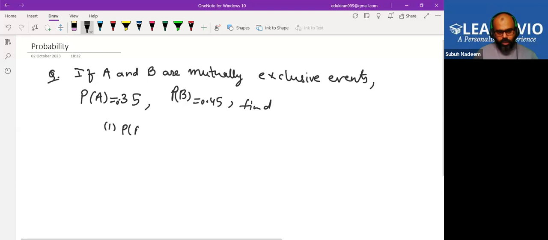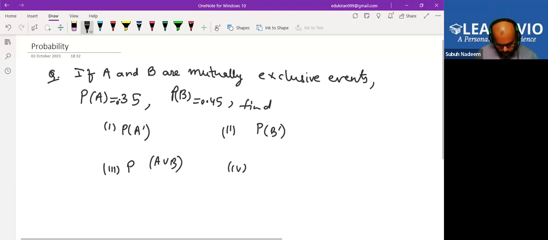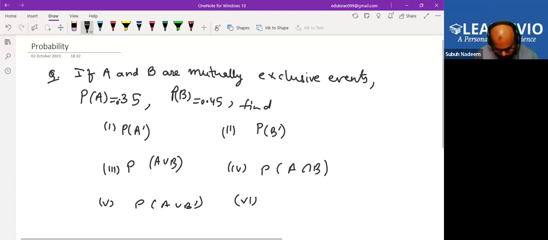Find: first, probability of A complement. Second, probability of B complement. Third, probability of A union B. Fourth, probability of A intersection B. Fifth, probability of A union B complement. Sixth, probability of A complement intersection B complement. So this is an easy question. I'm first giving you a simple question, then we'll increase the level.